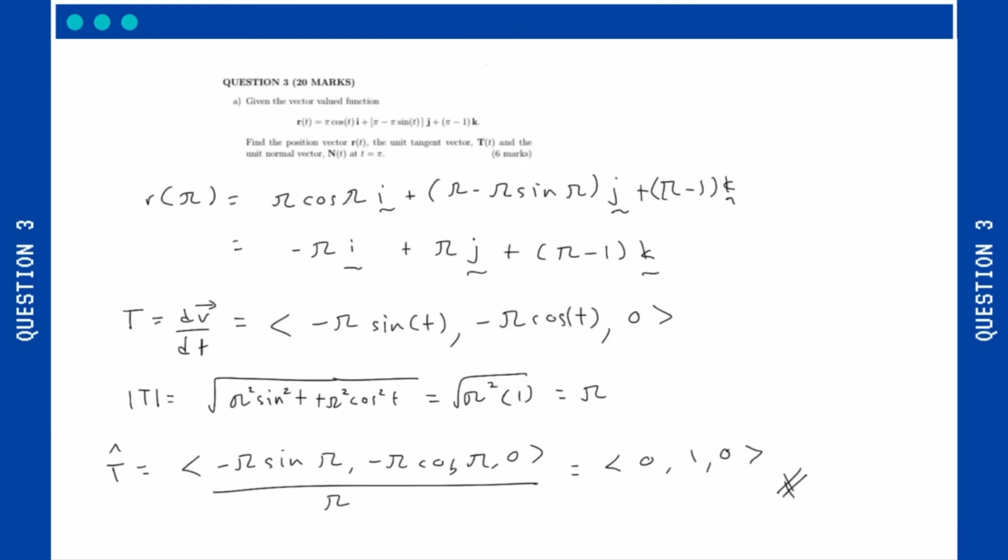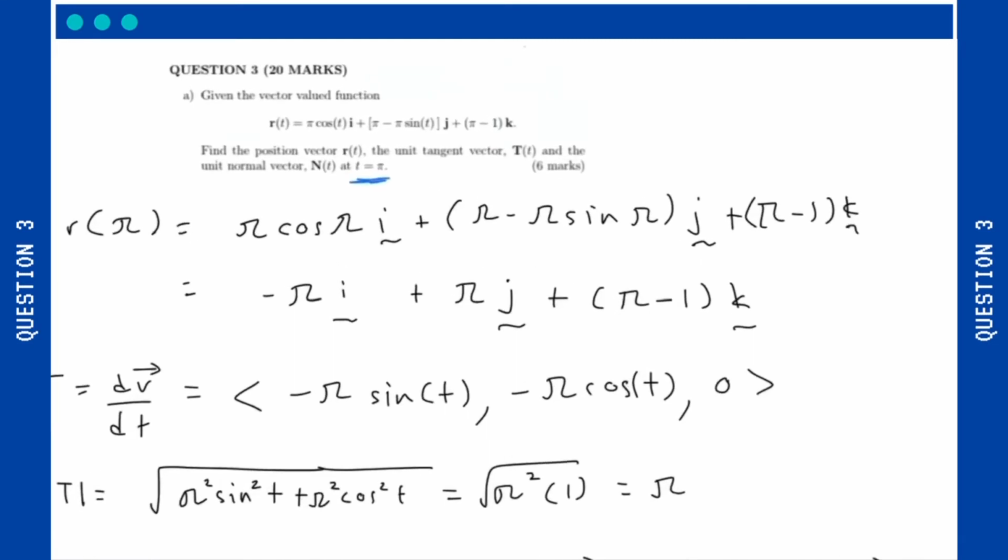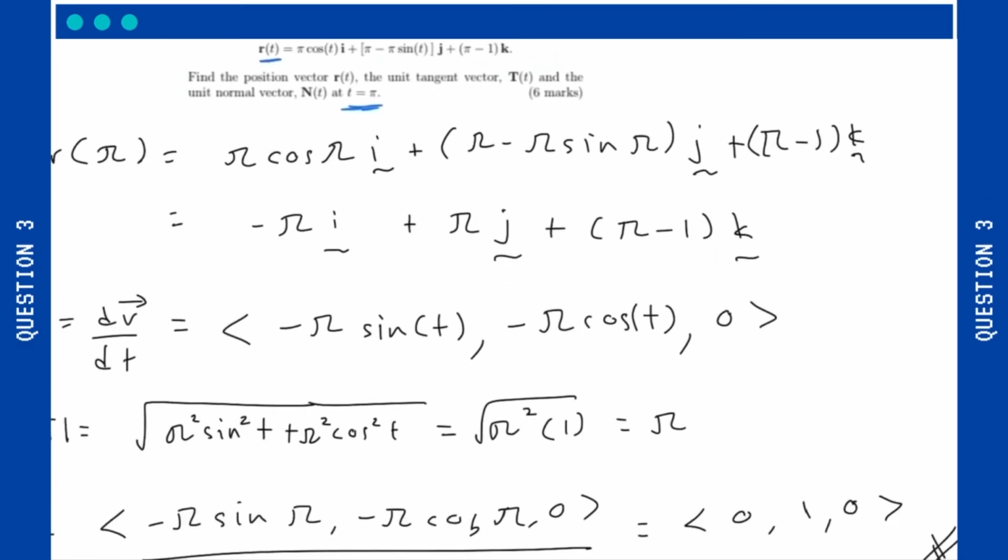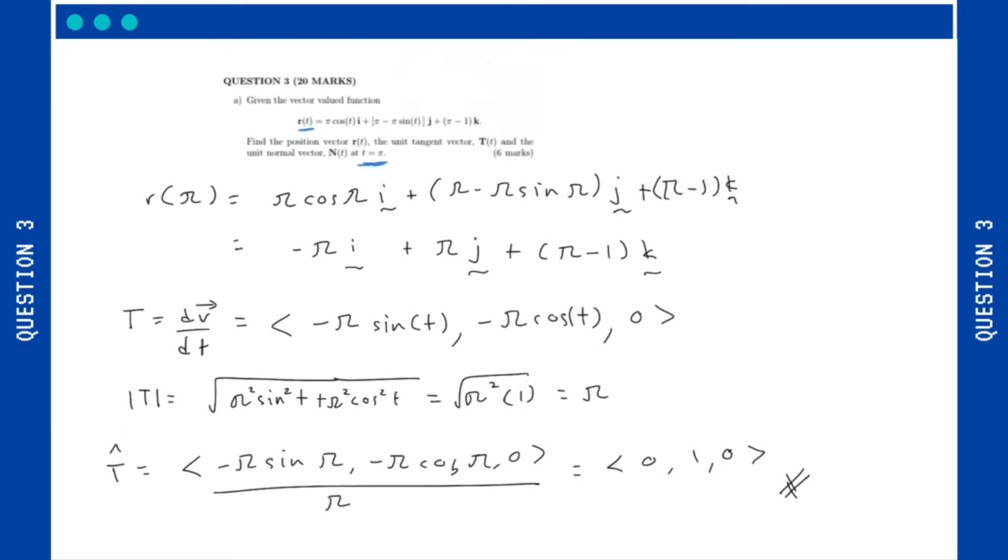Now, given the vector valued function r(t), find the position vector, unit tangent vector, and unit normal vector. First, we need to find the position vector at t equal to pi. So we simply substitute t with pi in the equation of r. So we will get pi cos pi plus pi minus pi sin pi, pi minus 1. So we will get negative pi, pi, pi minus 1. So this is the position vector at t equal to pi.